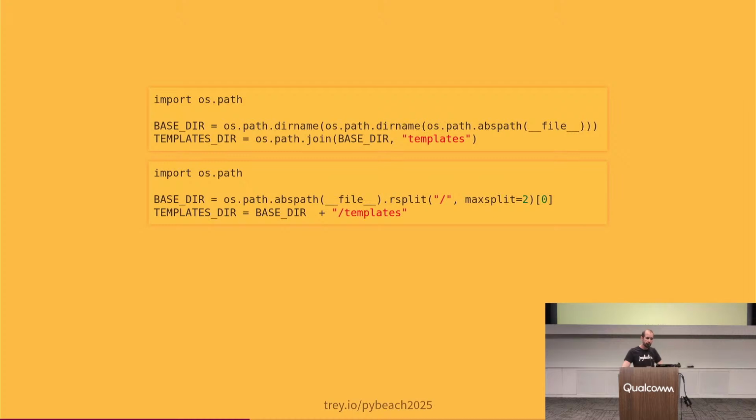Okay. Well, I'll keep going because the slide will come back in a moment. So instead of using os.path.dirname and os.path.join, couldn't we just use the string rsplit method and string concatenation?